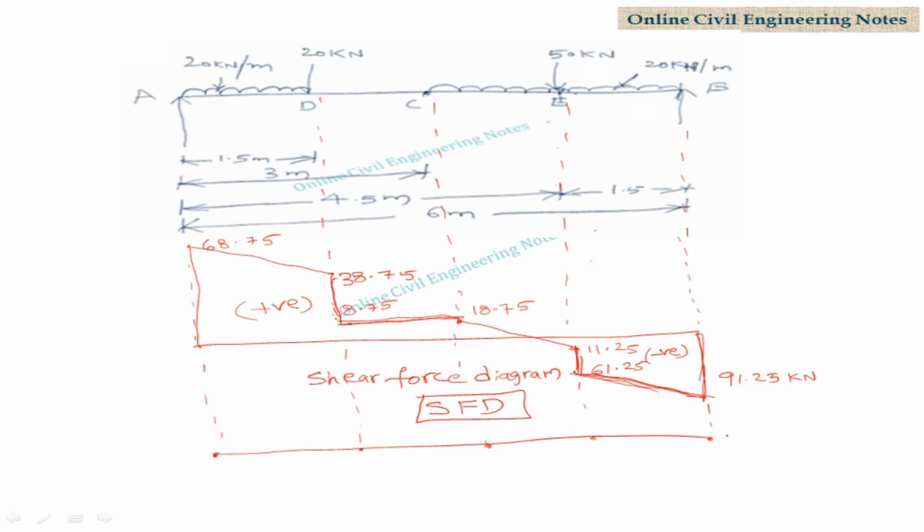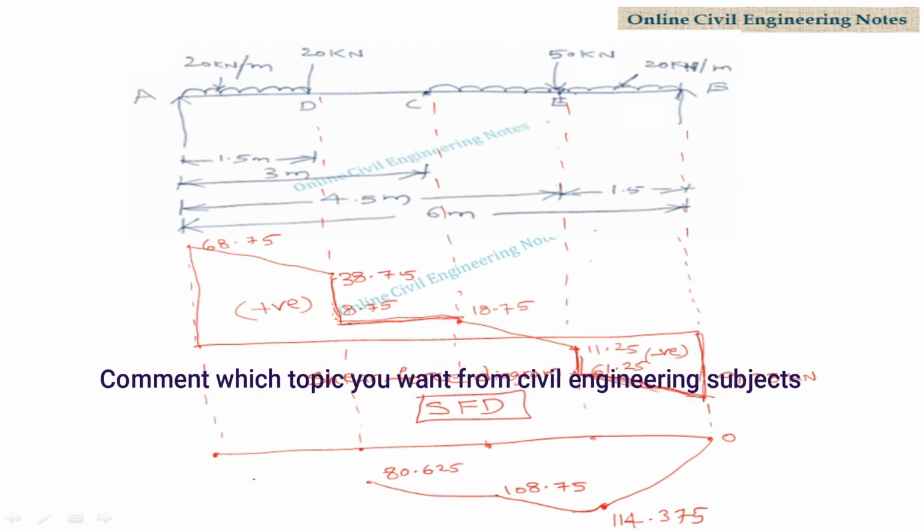Bending moment at B is 0. Bending moment at E is 114.375, which is negative value. So write the value below the line. This is minus 114.375. MC is equal to minus 108.75. This also comes below the line. Why? Because it has a negative value, minus 108.75, and MD is equal to minus 80.625. Negative value. Join these 2 points, and MA is also 0. This is the bending moment diagram. We write it as BMD in shortcut.